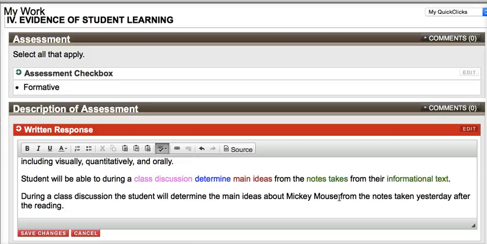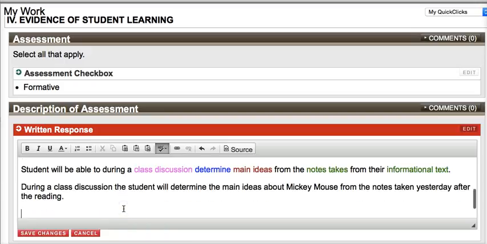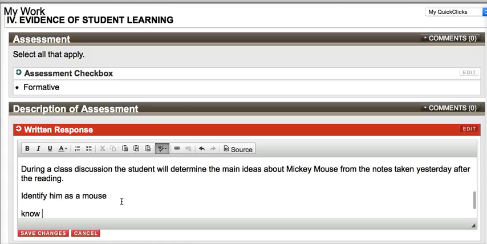and now they're going to use those notes to determine the main idea. You are going to also say, what are the things that are determining the main idea? So in this particular case, they should be able to identify Mickey as a mouse. They should know where he lives.